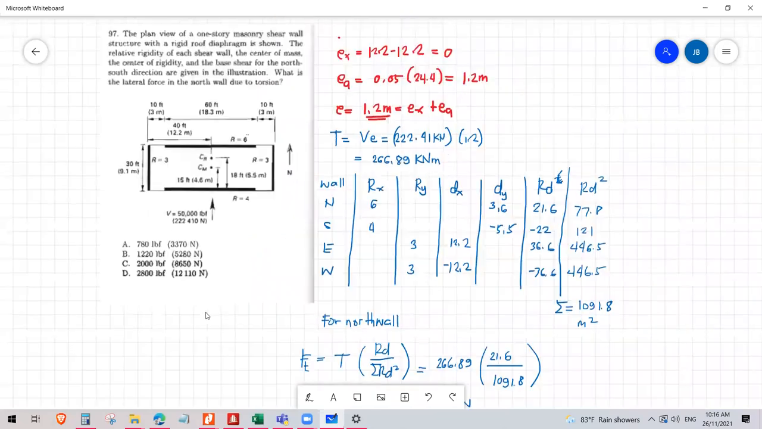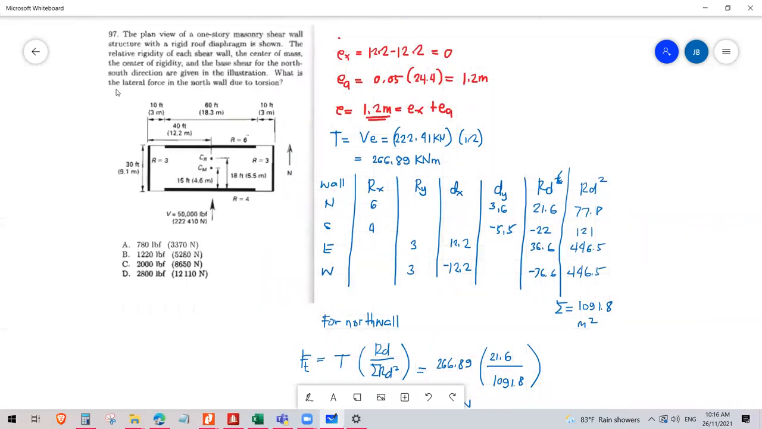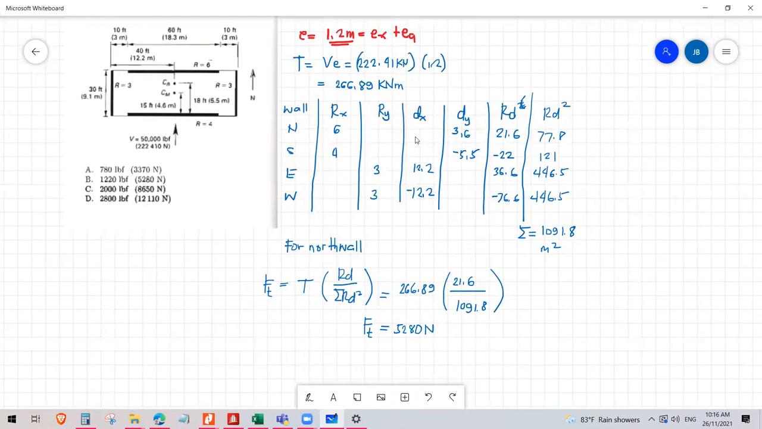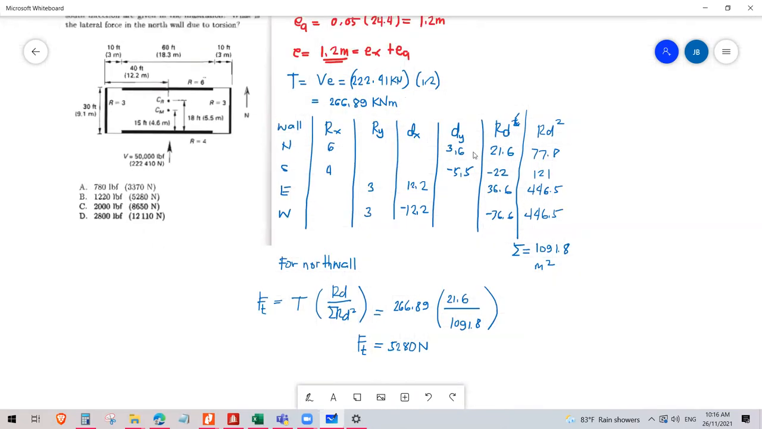Ang question is ano daw yung torsional shear sa north wall. So sa north wall will be, ano yung RD? 21.6. Tapos, yung R, summation ng RD square, 1,091.8. So, 5,280 newton. Yan yung torsional shear. Torsional shear pa lang yan.